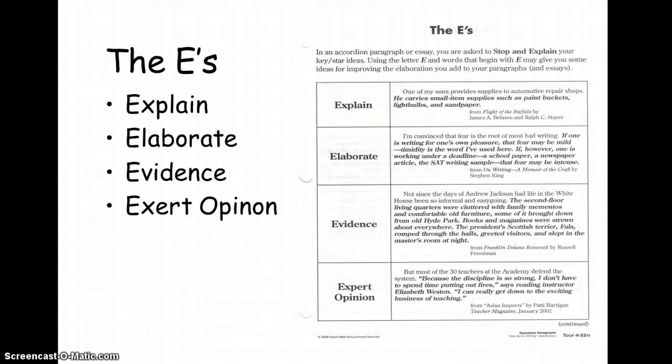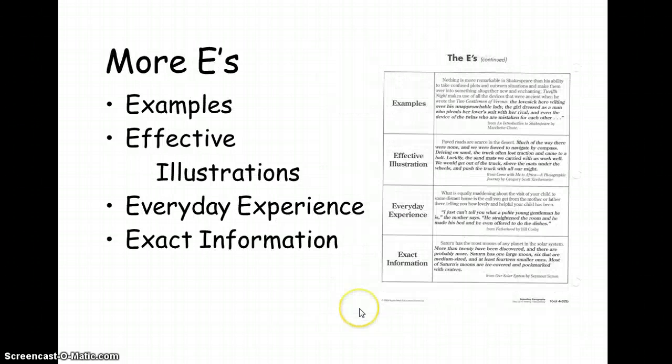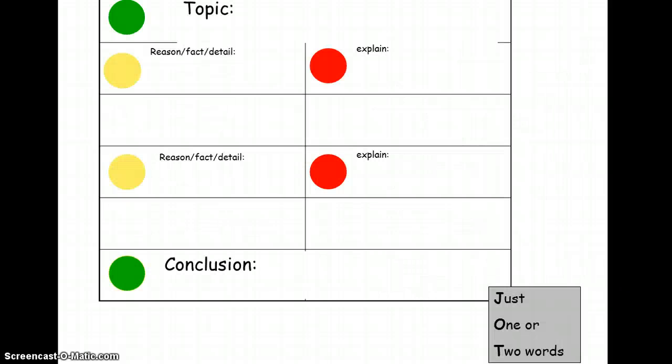The other things that you can do for the stopping point, sometimes you can explain, sometimes you can elaborate, sometimes you can give evidence, sometimes you can even use expert opinion. You can give examples, effective illustrations, everyday experience that comes from your experience, and then exact information can be quotes or facts. So all of those are just examples of how you can stop and keep explaining, okay?